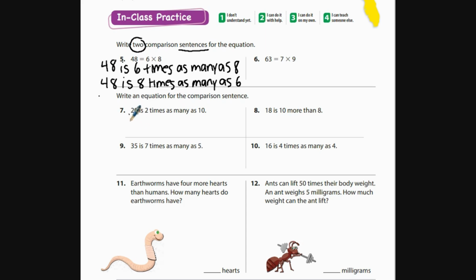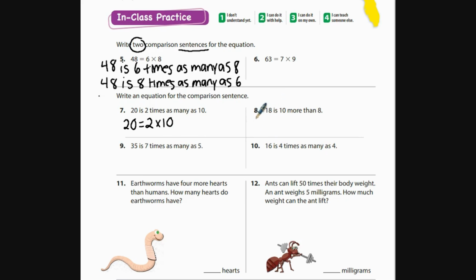Now we're going to write an equation. Here we go. I know I said the odd numbers, but actually we're going to do 7 and 8. So let's take a look at 7. 20 is 2 times as many as 10. That was easy. Easy peasy, lemon squeezy.